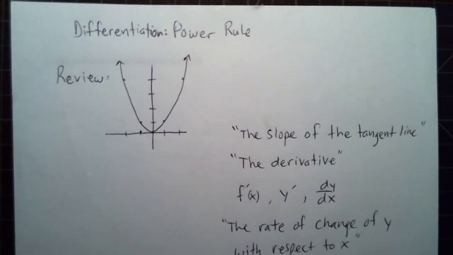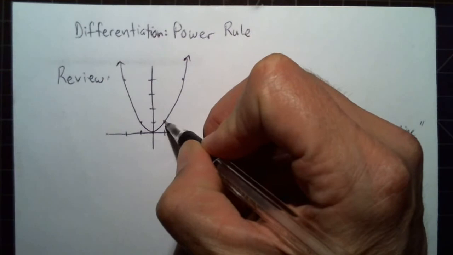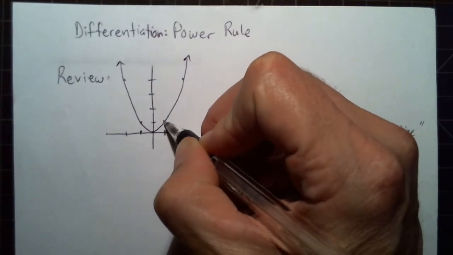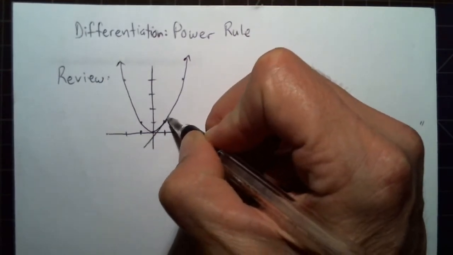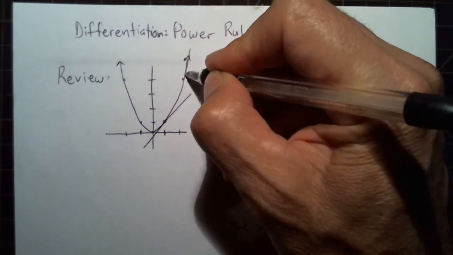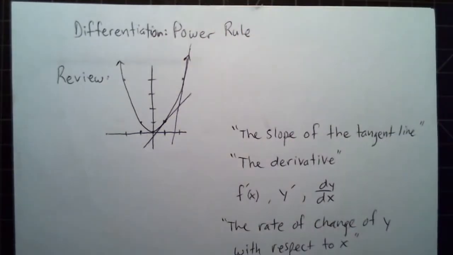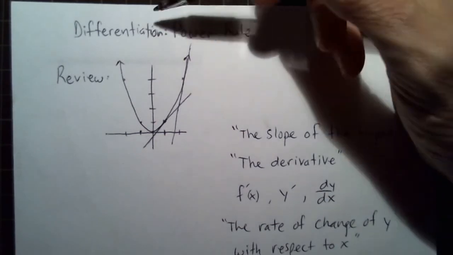Alright, in the previous section we talked about finding the slope of a tangent line. And a tangent line at x equals 1 on this parabola, the tangent line would be like that. Or at 2 we could have a tangent line that looked like that. And we had to estimate the slopes of the tangent lines because we didn't have any other way to find the slope.